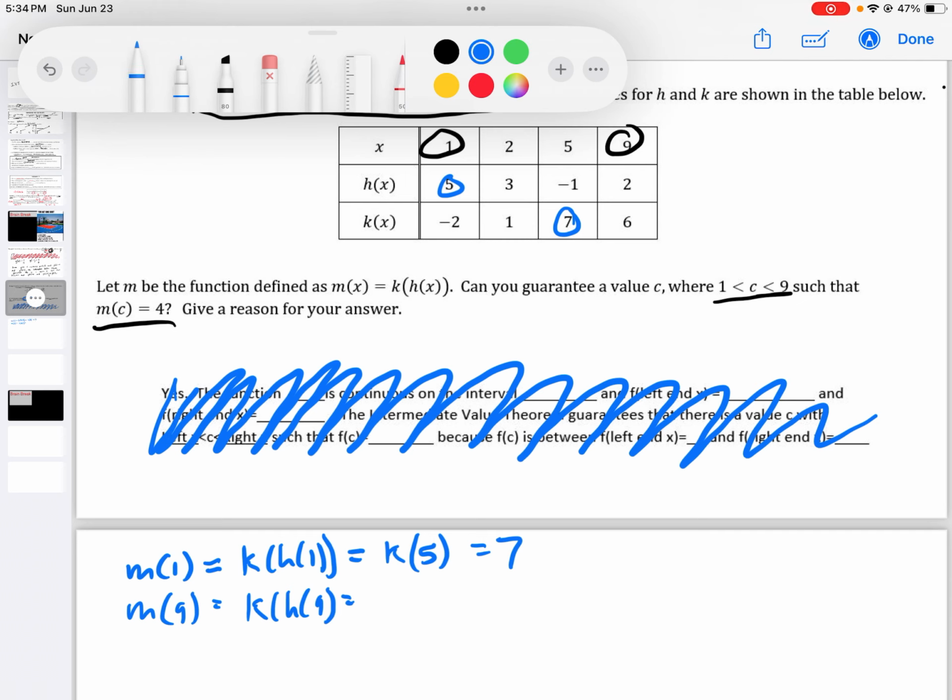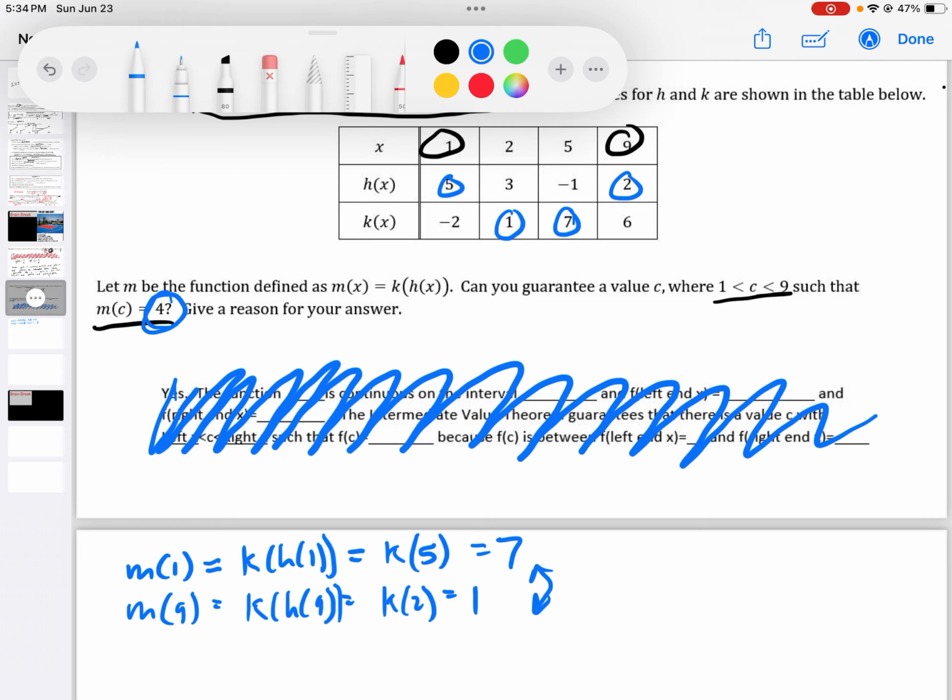Because with this one, you've got to see how m is defined. M is defined as a composition of two other functions. A little tricky. It's kind of fun though. H of 9 is 2, so this is k of 2. K of 2 is 1. All right, so even though these are backwards, you can kind of keep it straight in your head. So m of 1 is 7, m of 9 is 1.